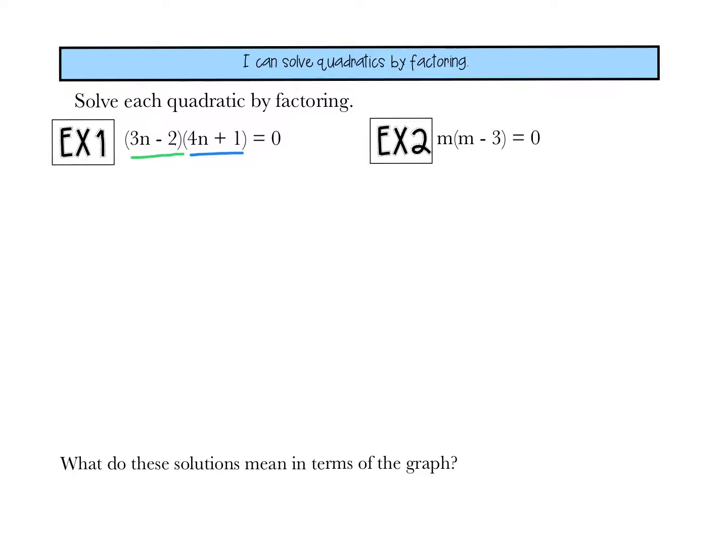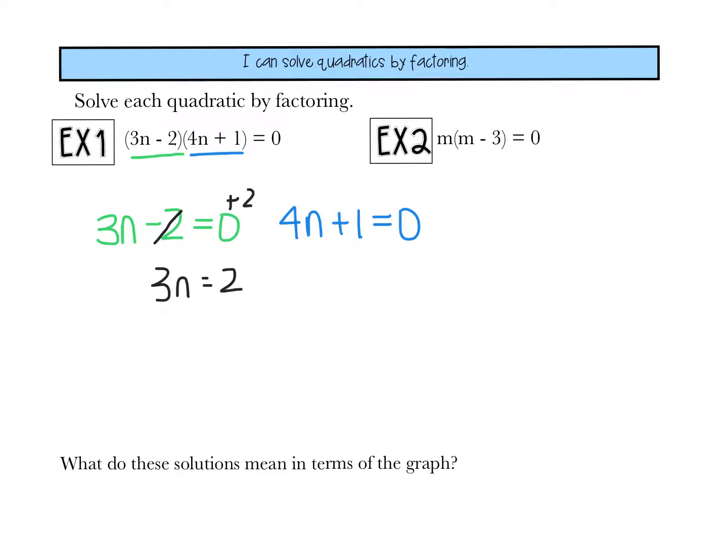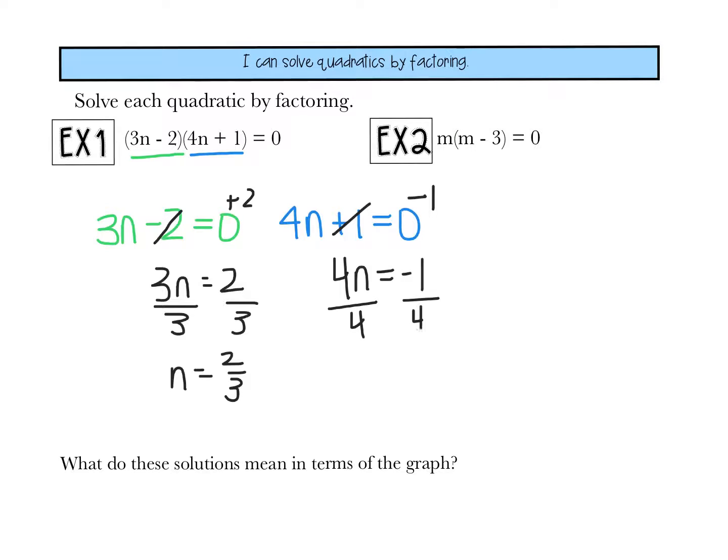So if two numbers are being multiplied together and their product is 0, that means one of the numbers must equal 0. So either 3n minus 2 has to be 0, or 4n plus 1 has to be 0. And now I just solve a simple equation. So I'm going to add 2. So I get 3n equals 2, divide by 3, and I end up with n is either 2/3, so that root is at 2/3, so it's crossing the x-axis at 2/3, or subtract 1, divide by 4, and I get n is negative 1/4.